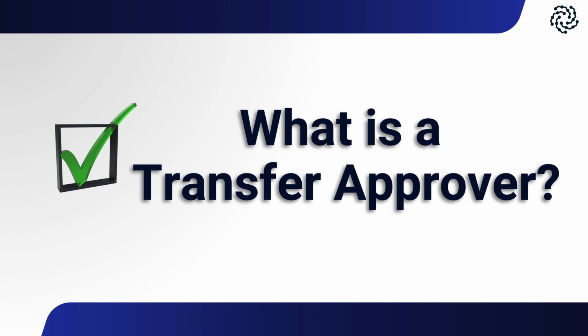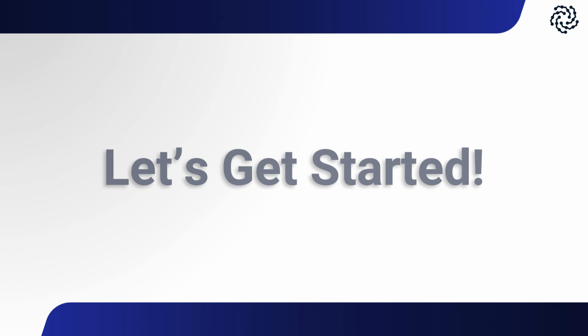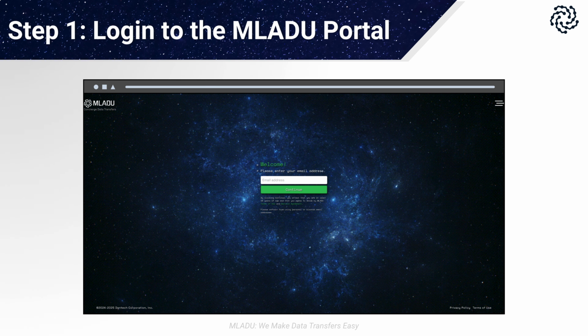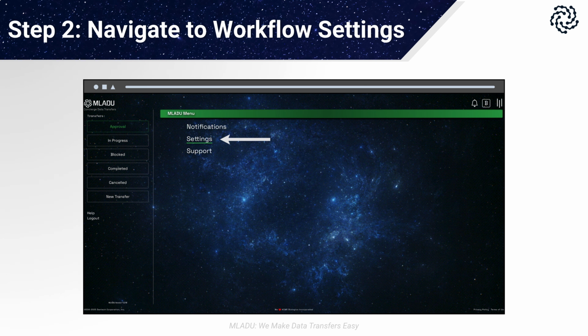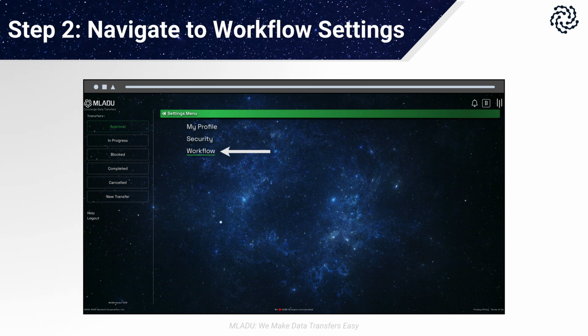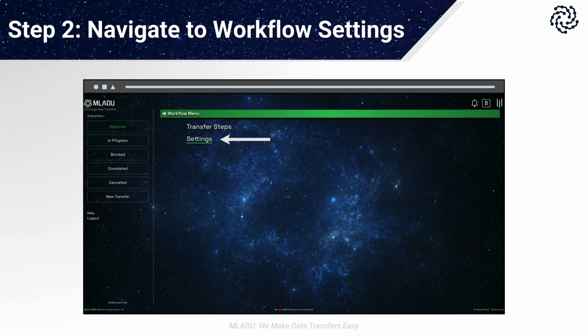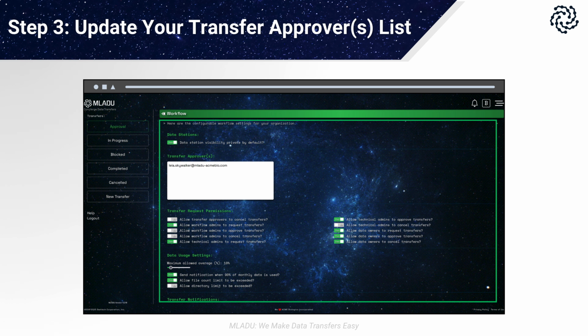Now that we have a basic understanding of what a transfer approver does and why they are important, let's get started with the walkthrough. To begin, navigate to the MLADU login page and enter your authorized user credentials to access your MLADU portal. Once logged in, open the menu in the upper right corner of your screen and select Settings. Then select Workflow. And finally, click on Settings. Your organization's configurable workflow settings will appear on the following page.